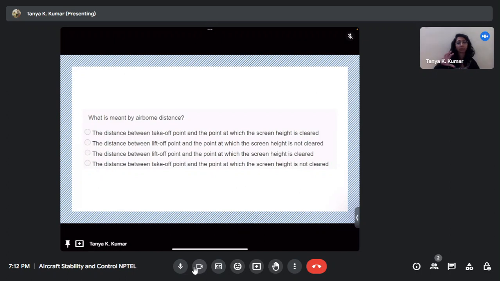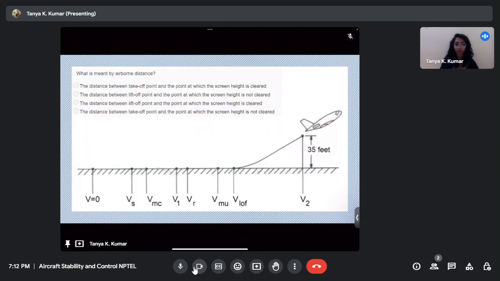So it's the height that is specified, that of an imaginary obstacle that you have to clear during takeoff. Okay, so let's just look at the figure. So yeah, this 35 feet that you see here is the fixed height, which is what is given. It's a fixed height that the aircraft has to clear. This is just a clearance given so that it does not encounter any difficulties during takeoff. Okay, so here the screen height is 35 feet, which is what is given for a commercial aircraft.